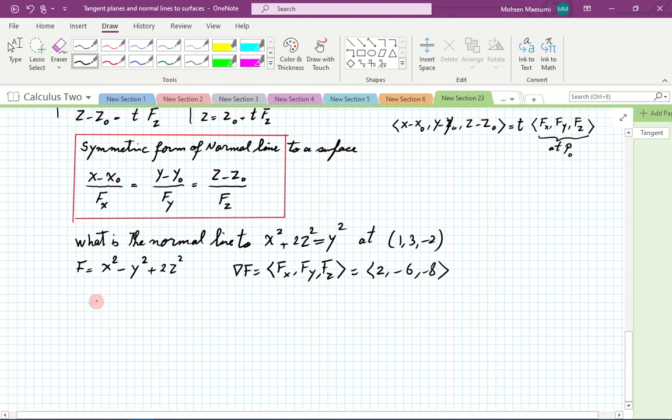And then x minus x of a given point over the partial in x, that's 2, is equal to y minus the y of a given point over the derivative, that's really the slope in that direction, which is minus 6, is equal to z minus that, z minus minus 2 is z plus 2, divided by the partial in that direction, which is minus 8. Who is this? This is the equation of the normal line to the surface.